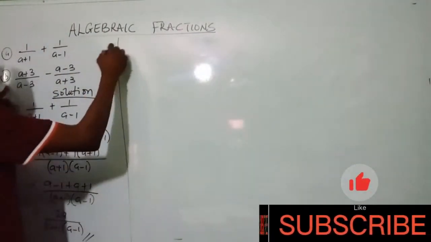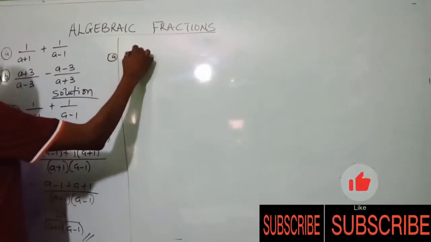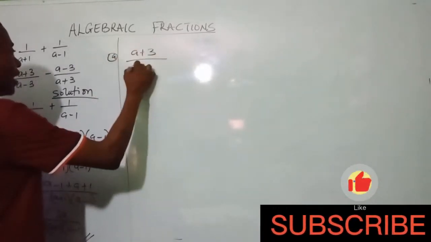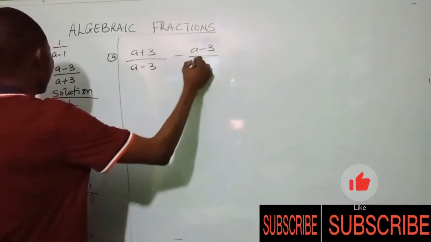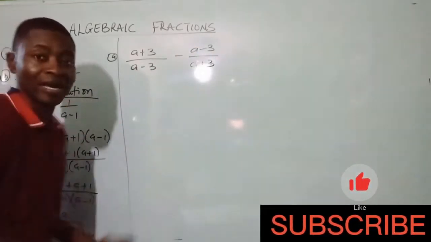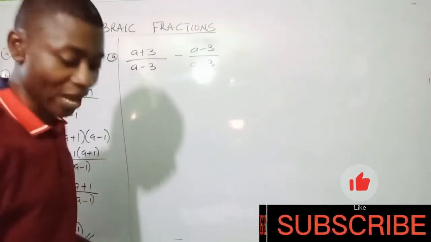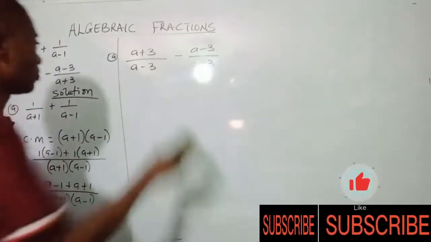The second question here is a plus 3 over a minus 3 minus a minus 3 over a plus 3. Again, what do we do? We're going to find the LCM. Okay, let me bring this down.